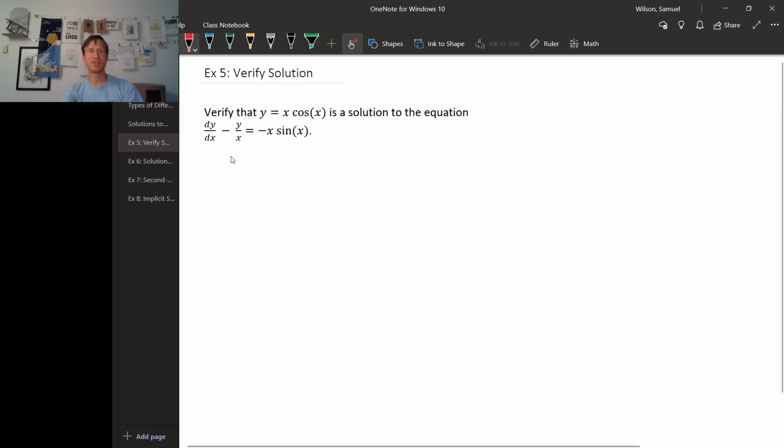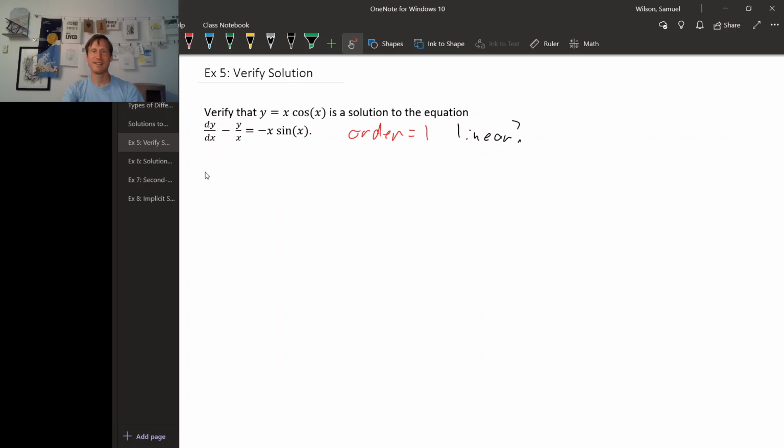Okay, so here we have a differential equation, dy/dx minus y over x equals minus x sine x. And let's verify that this is a solution, y equals x times cosine x. Just for the record, let's check what is the order of this. Well, the order of a differential equation is the highest derivative that shows up, and that's the first derivative in this case. And is this linear?